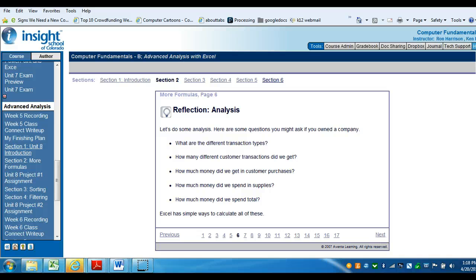Analyzing data. And when you analyze data, some of the things you might think about, what are the transaction types? How many different transactions are there? How much money did customers pay? How much money did we spend? How much money do we spend altogether? So you can see you can analyze data for lots of reasons.